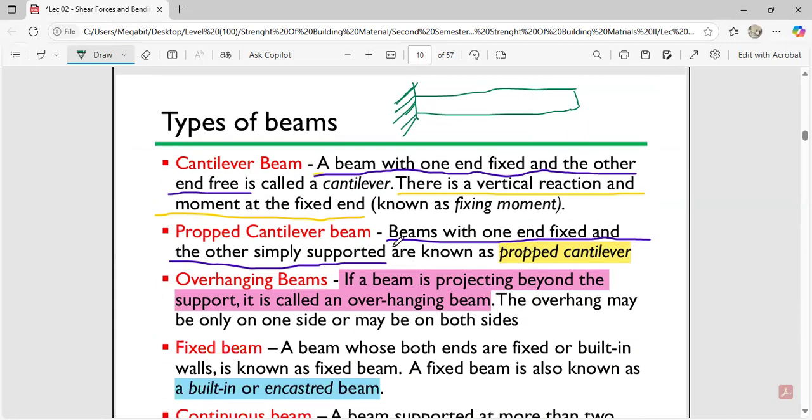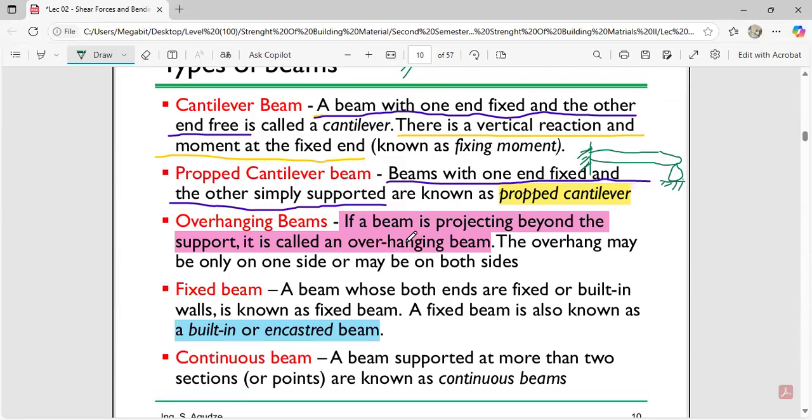Okay, let's talk about the propped cantilever beam. These are beams with one end fixed and the other end simply supported. So it could be a beam indicated as this. Consider here may be simply supported. This is just a simple support, not any too complex thing. And here is fixed. So you can classify it as a propped cantilever beam.